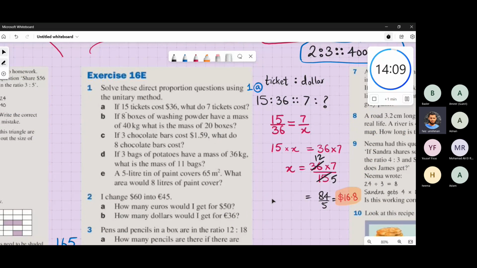Okay, now let's solve this C part. 3 chocolate bars. Okay, easy. So what are the two units? Like in the previous one, one measure was tickets and one measure was amount. So in this question, what are the two measures? Chocolate bars and dollars. Okay, so bars and amount.